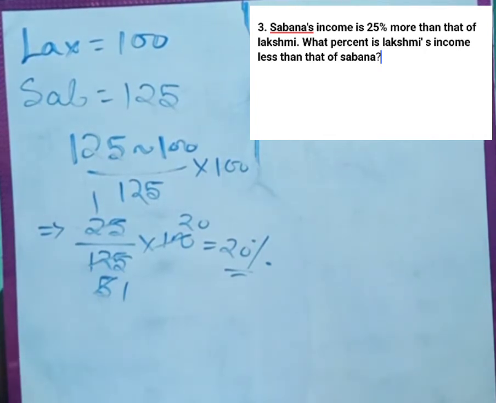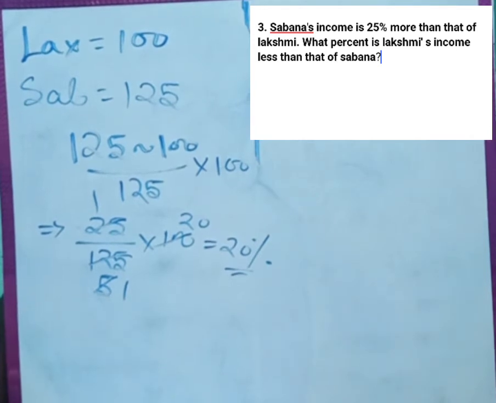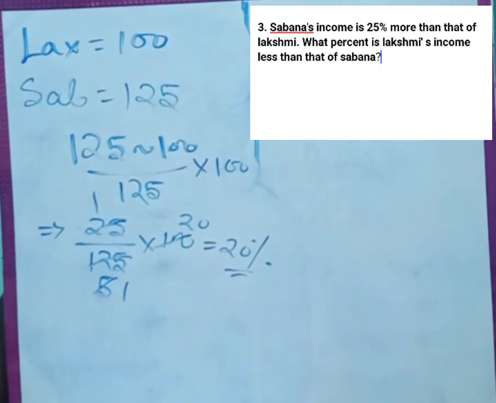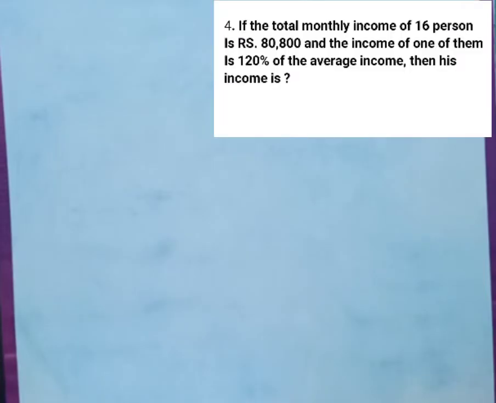So let's move on to our next question, and most probably it will be the last question of this session. A very important question, please concentrate, guys. It is a very interesting question, I think. So the question is, if the total monthly income of 16 persons is 80,800 rupees, and the income of one of them is 120% of the average income, then find his income. It is very easy, guys. I thought it would be a little complicated, but it is very easy. Just find the average, and then find 120% of that average, right?